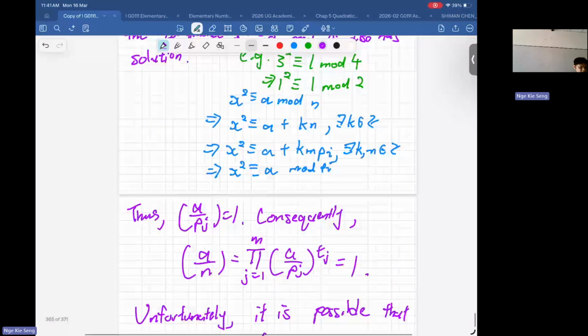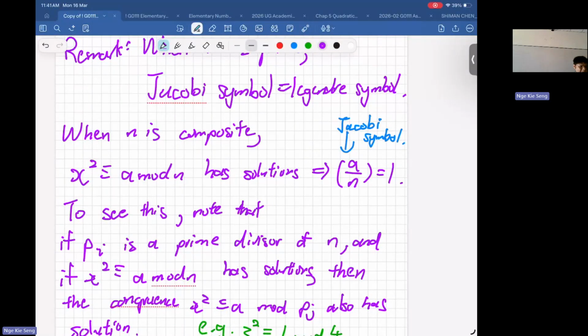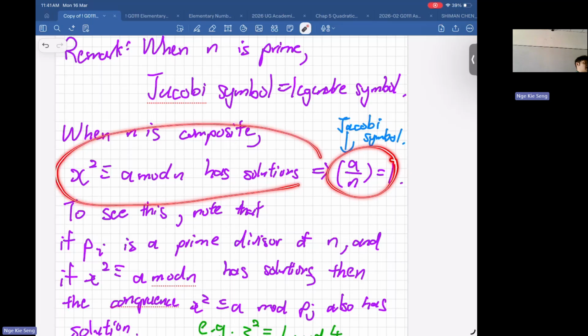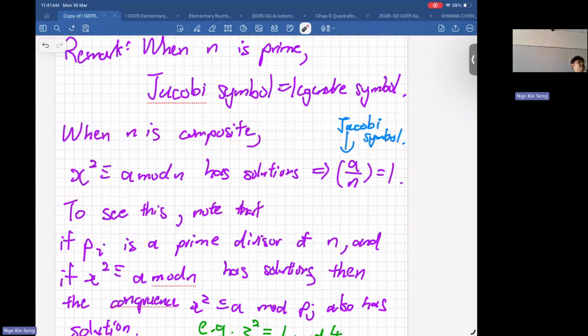So you might ask, then what is the use of the Jacobi symbol? Meaning, if the Jacobi symbol equals 1, you might have a chance to solve it. That's it. To solve it, you need to have at least that the Jacobi symbol equals 1. But having the Jacobi symbol equal to 1 doesn't imply that you can solve it. It just says that it is possible to solve it.